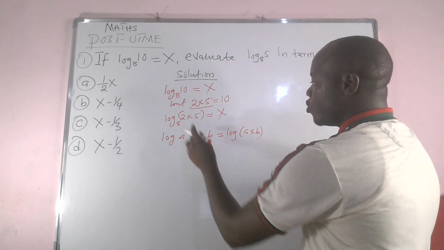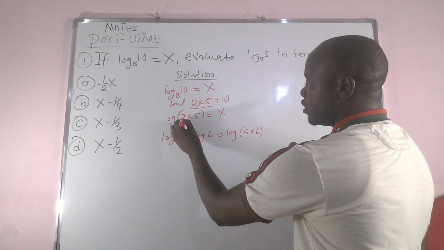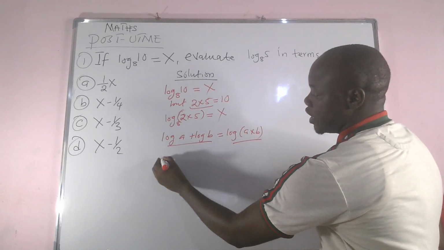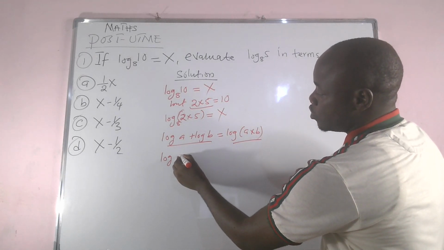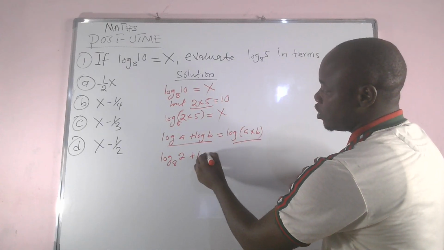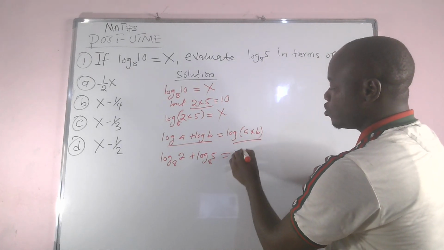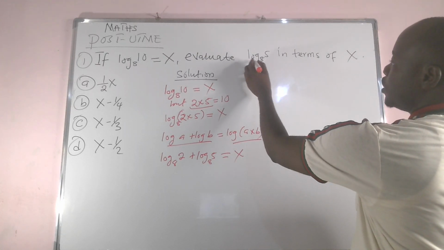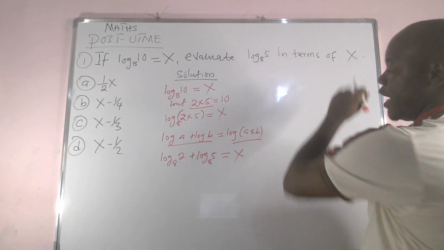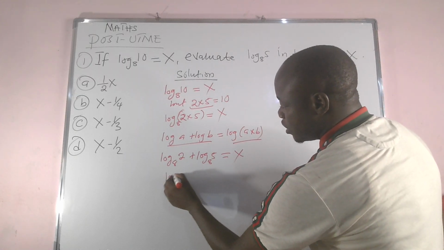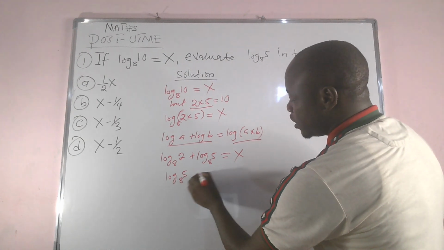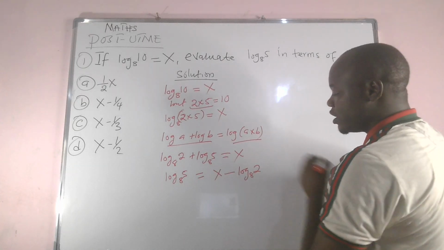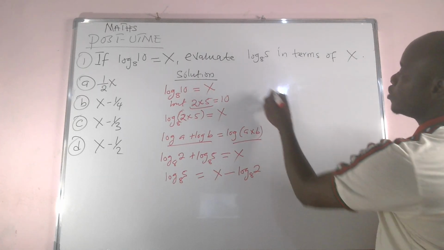So therefore, according to this, we can now take this to this. So this one is the same thing as log 2 base 8 plus log 5 base 8 is equal to x. And what we are after is to evaluate log 5 base 8 in terms of x. So this one is the same thing as log 5 base 8 is equal to x minus log 2 base 8.